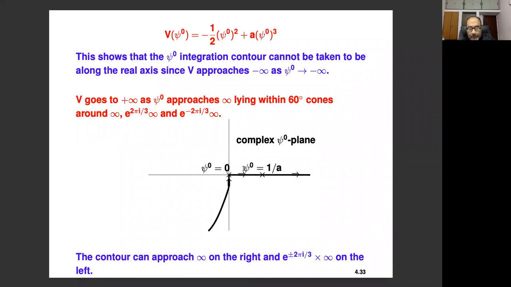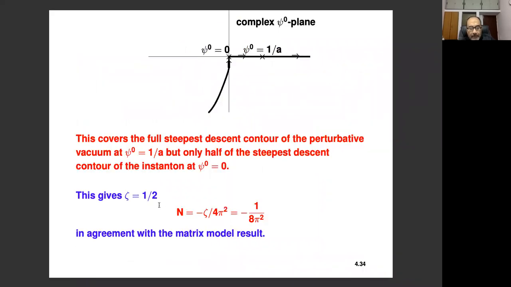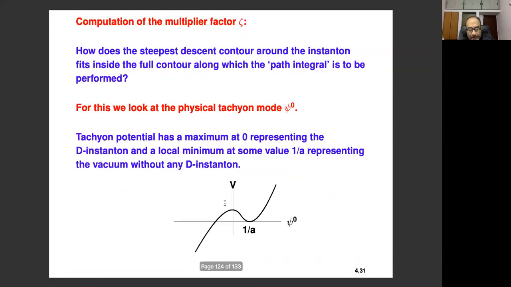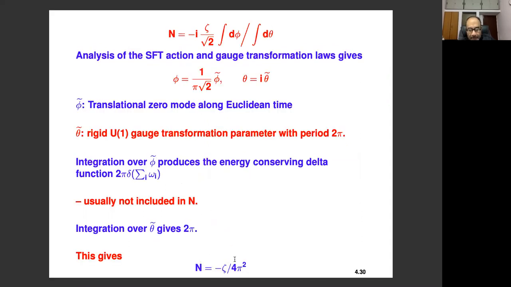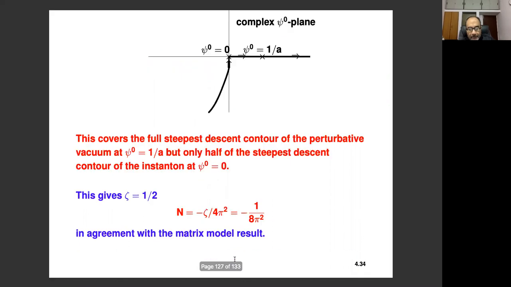And this is what fixes zeta. So zeta is basically this fraction: what fraction of the steepest descent contour you should include in the definition of the path integral. So this fixes zeta to be half, because you are really including only half of the steepest descent contour. So n is minus zeta over 4 pi squared, that is the formula that we had derived earlier. Once we set zeta equal to half, we get minus 1 over 8 pi squared. And this is indeed in perfect agreement with the matrix model result. Any question?